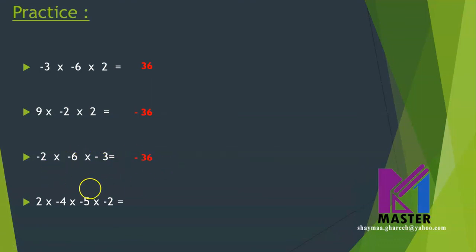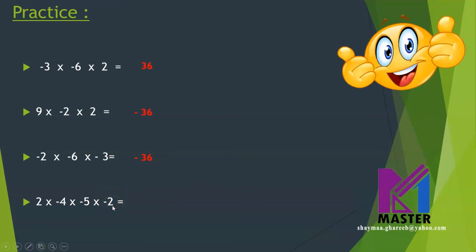Here, I have also 3 negative numbers. So the answer will be negative. 2 times 4 equals 8. 8 times 5 equals 40. 40 times 2 equals 80. So the answer will be negative 80.